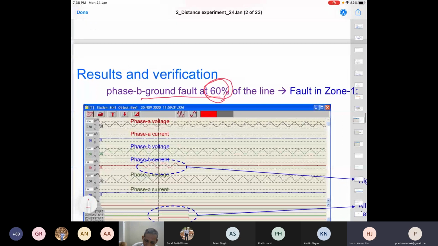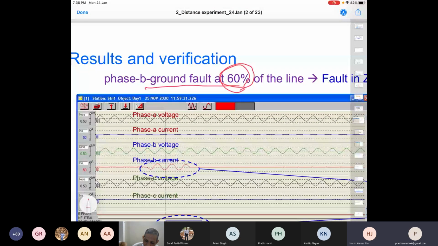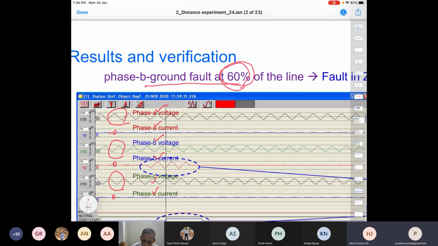So now what we see here is that this is phase A voltage, this is phase A current, this is phase B voltage, this is phase B current, and this is phase C voltage, and this is phase C current. You can see the sinusoidal voltages of the three phases. Now the current here is 0, 0, 0. This is the normal situation. At this point the marker is a straight line. Phase A current is still 0, and before this you can see that the phase B current has gone up.